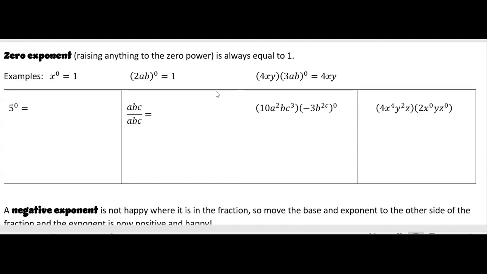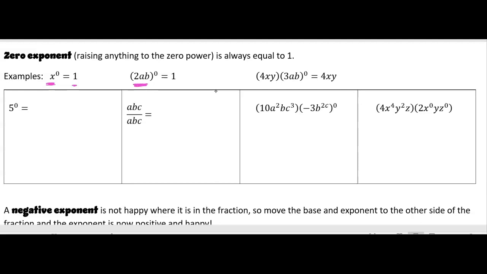Today's rules are pretty easy. The first one is called the zero exponent. When anything has been raised to the zero power, it is always equal to 1. So this is one of those things we're just going to memorize. Any number to the zero power is equal to 1, or any quantity to the zero power.